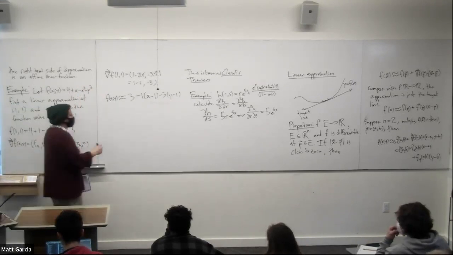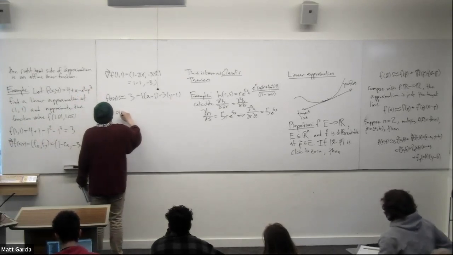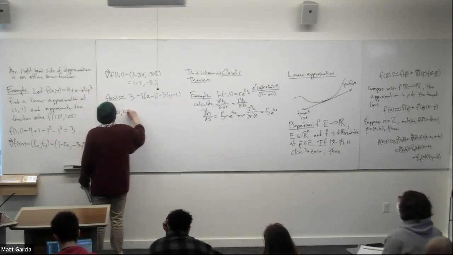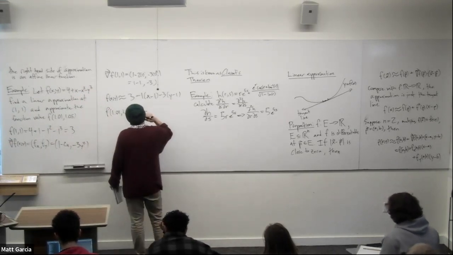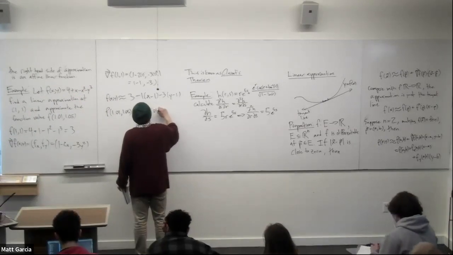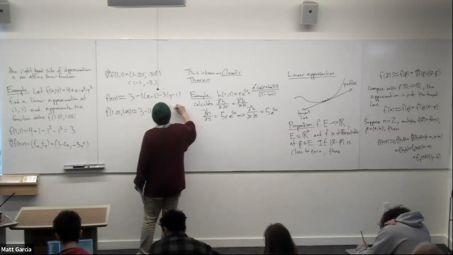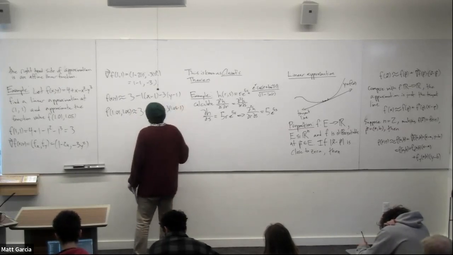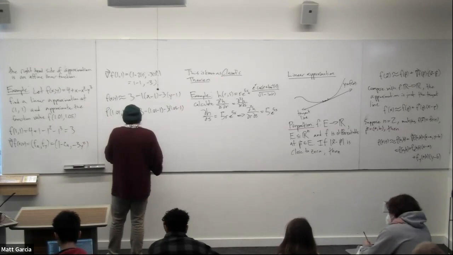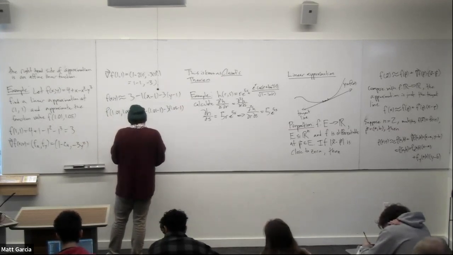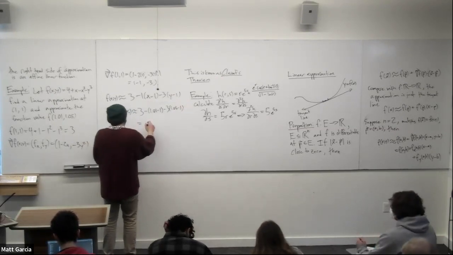All right. So f at (1.01, 1.05) is approximately equal to 3 minus (1.01 minus 1) minus 3 times (1.05 minus 1). And if you do the arithmetic here, what is it that you get? Yeah, 2.84. Good.